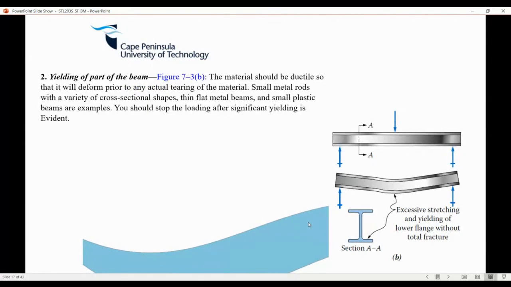Now this one, let's say the yielding part of the beam, so the material should be ductile, so it will deform prior to any tearing of the material. Small metal rods with a variety of cross-sectional shapes, thin flat metal beams, small plastic beams. What do you think is this one? So you've got a beam, maybe a 300 mm ruler, and you keep on bending it. Is this shear or bending?